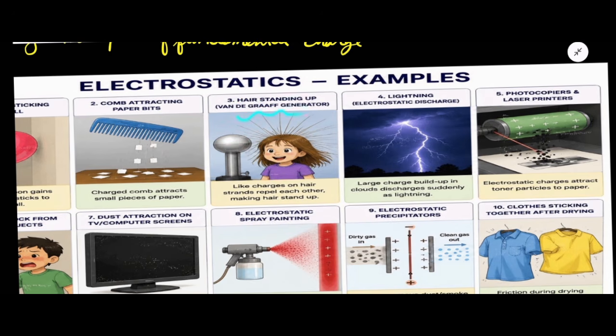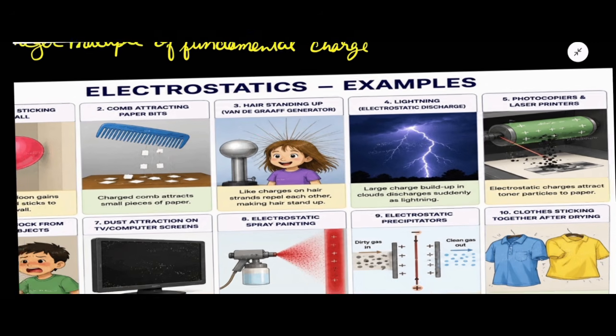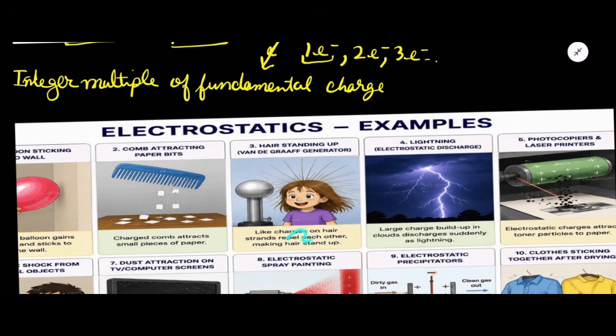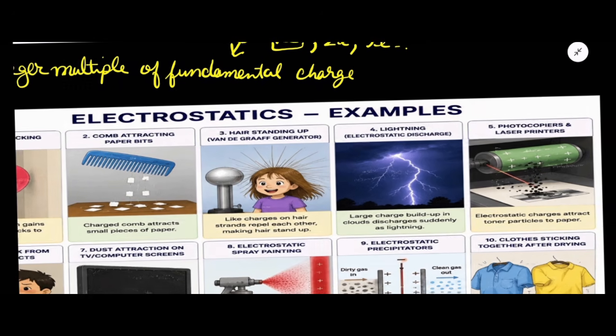This is the Van de Graaff generator, which we'll study later on, and it will produce the same charge on the hair, which will show another property. We'll see that like charges repel while unlike charges attract.